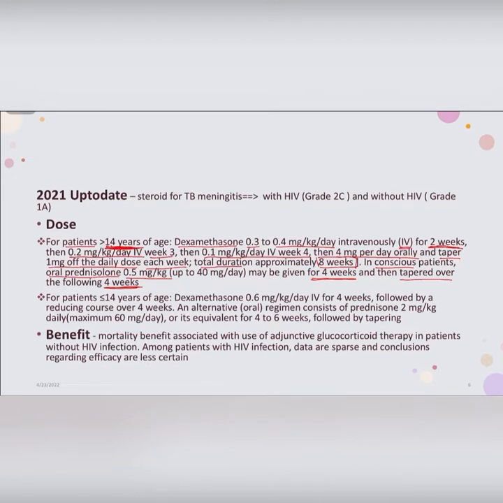14 years of age. If the patient is 14 or less than 14 years of age, you can give dexamethasone 0.6 milligram per kg per day IV for the first 4 weeks, followed by a reducing course over the second 4 weeks. This is for unconscious patients. If the patient can take orally, we can give prednisolone 2 milligram per kg daily, maximum 60 milligram per day, for 4 to 6 weeks, followed by tapering.